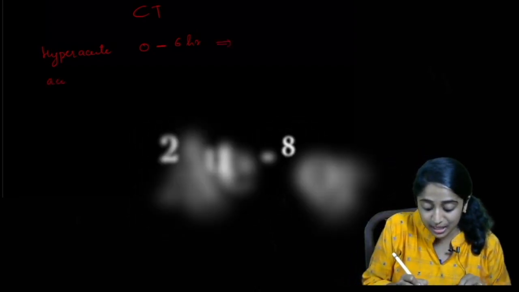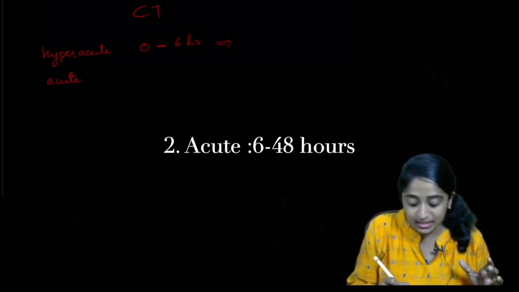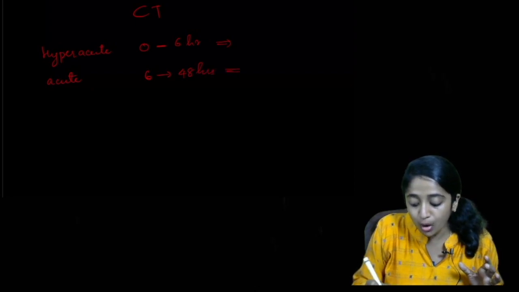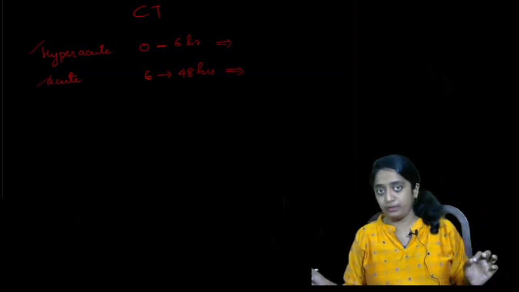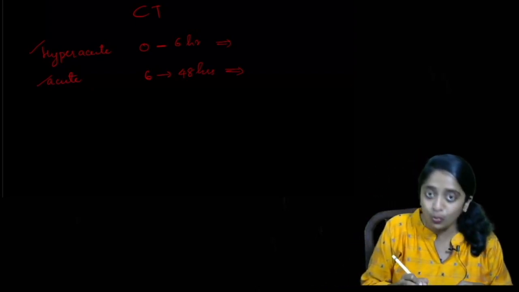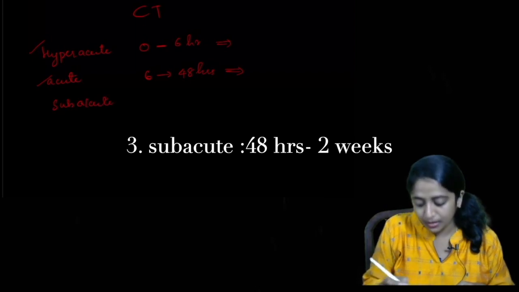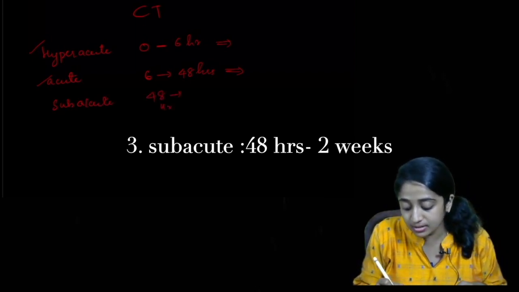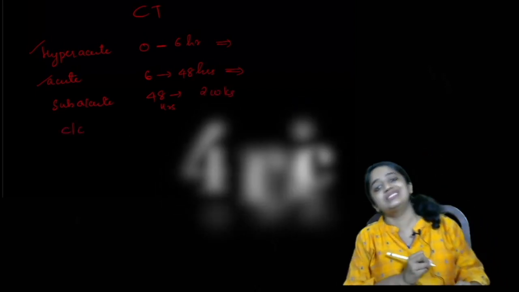Then there is a stage called acute stage. What's the time window for that? It's between 6 hours to 48 hours. So the imaging feature at hyperacute and acute is going to be different. Okay? And then what is going to happen? Then there's a subacute stage where the duration is between 48 hours to 2 weeks. And finally, you've got a chronic stage.